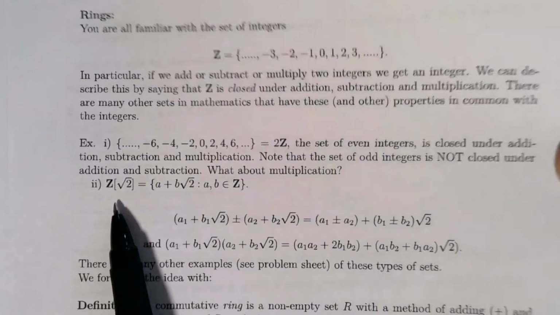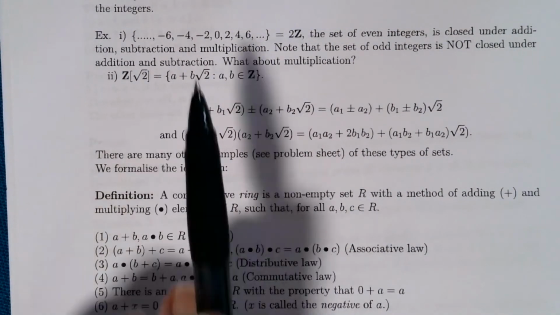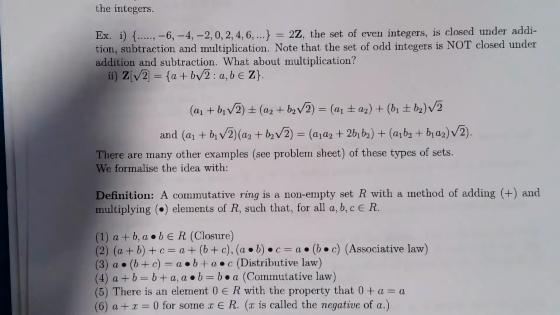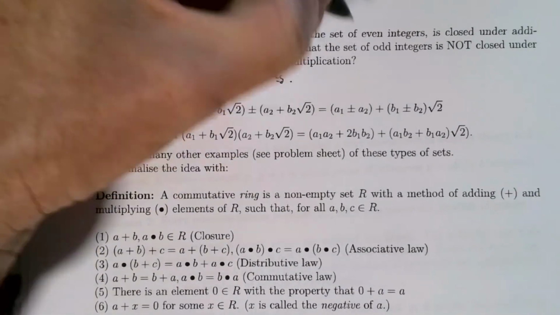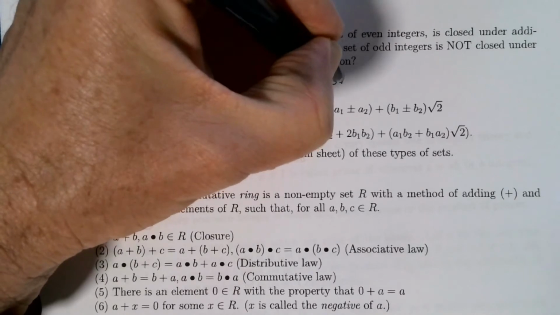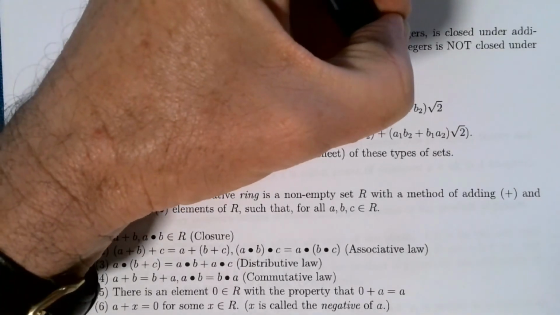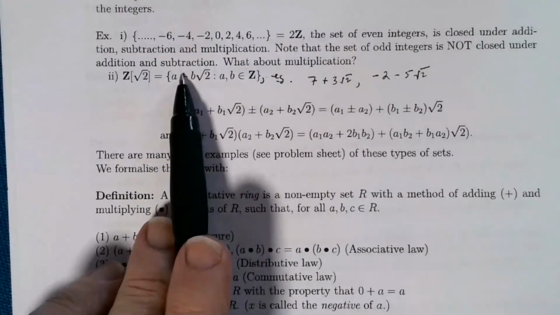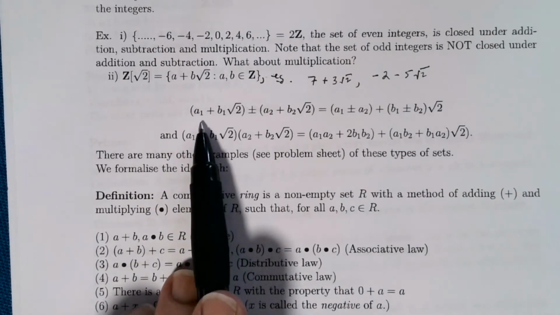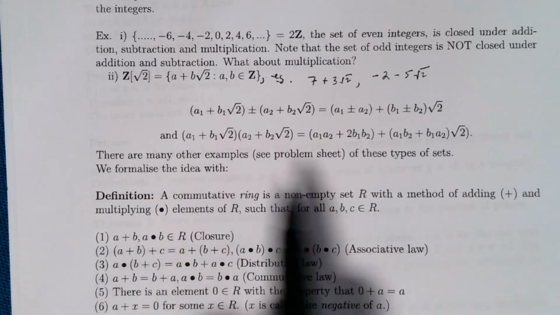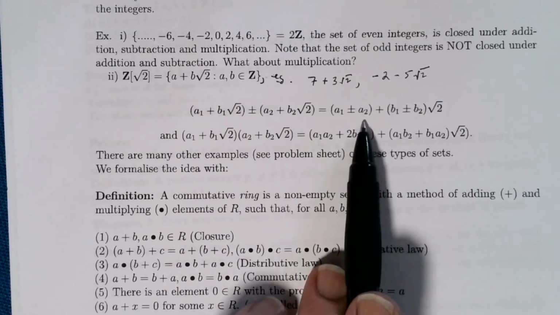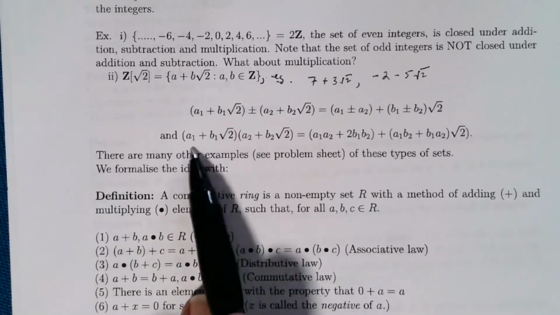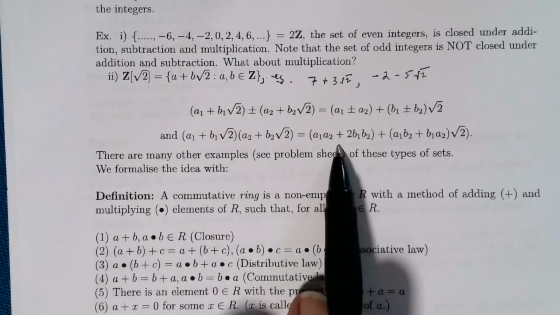Here's another set of objects. This is called Z root 2, which consists of all numbers of the form a plus b root 2, where a and b are integers. So, for example, we might have 7 plus 3 root 2, or we might have minus 2 minus 5 root 2. These are examples of objects that are in this set. Now, it's pretty obvious that we can add these together in the obvious way and get something of the same shape, so this set is closed under addition and subtraction. If I take two objects in the set and multiply them together, if you expand all this out and just rearrange, you can write it like this.